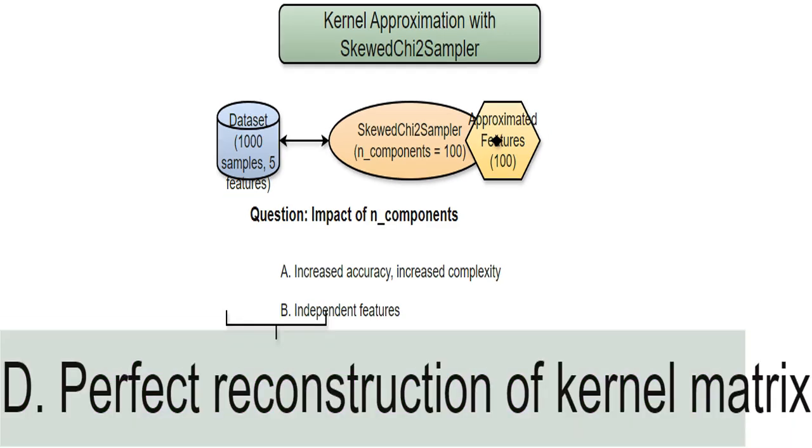This is a false statement. This approximation method, by definition, will not recreate the original data perfectly. There will always be some information loss. It's an approximation, not a perfect copy.